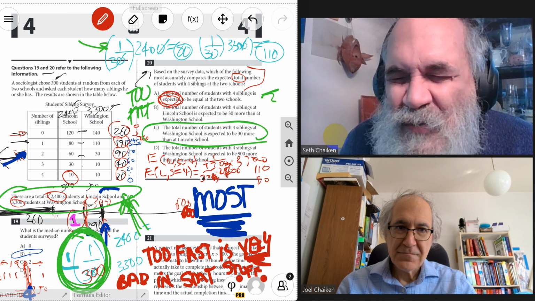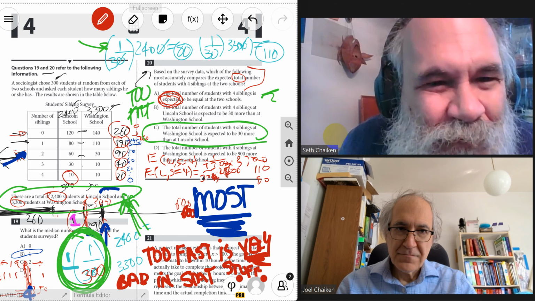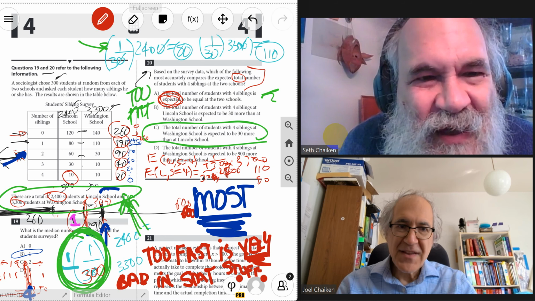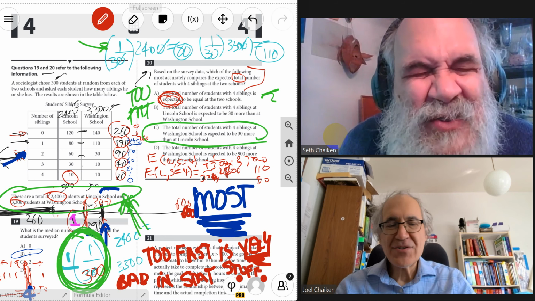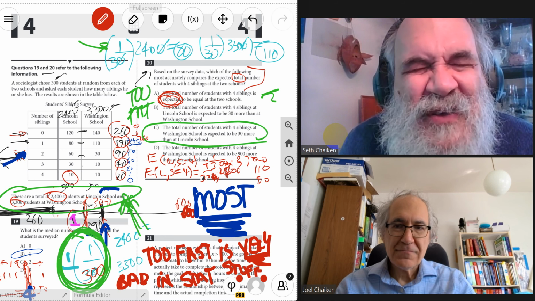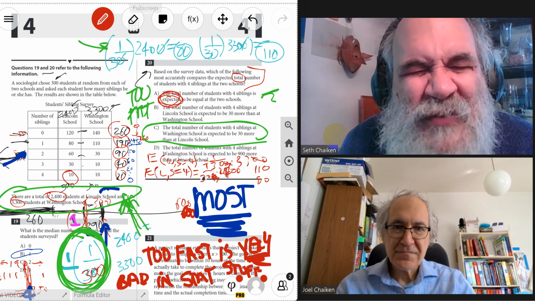Now there's another form of expectation, and that is the weighted average. Here they're asking for the expected number of students with 4 siblings.